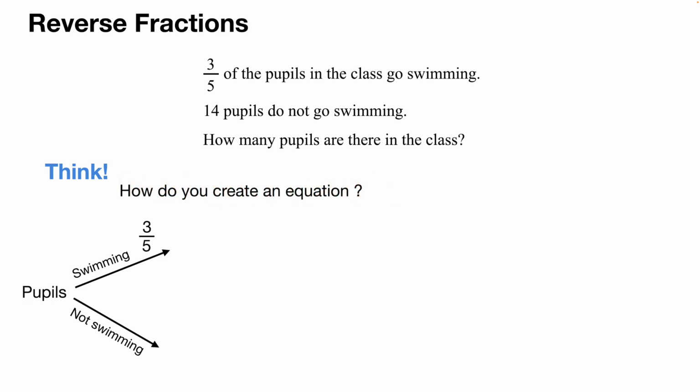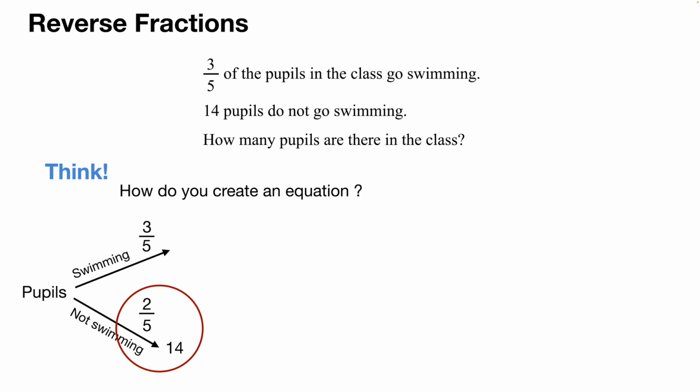Let's fill in some data. 3/5 go swimming, and the total that's not swimming is 14. Now, one of the key facts of probabilities is that all the possible probabilities add up to 1. So if going swimming is 3/5, not swimming is 1 minus 3/5, which is 2/5. These two possibilities have to add up to 1. And now we have what we need. We have a fraction of all the pupils, and we have the number that relates to that fraction.